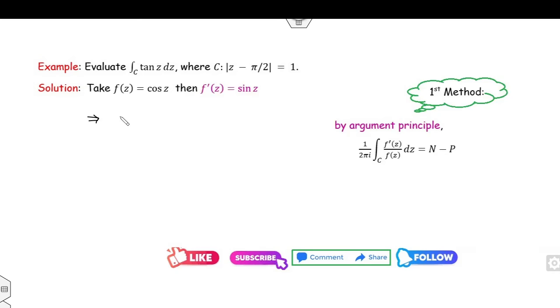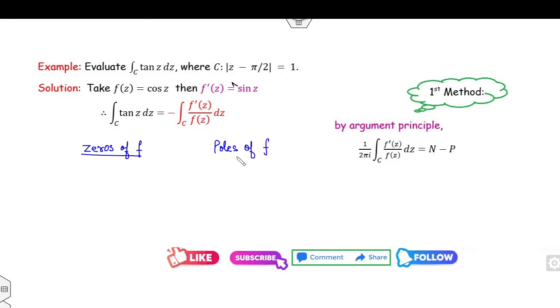So first I write this: tan of z can be written as minus f dash over f, because the derivative of cos z gives the minus sign. Now as you have written this, your target is to find the number of the zeros and the number of the poles of the f. So can you find the number of the zeros of the f and the number of the poles of the f?